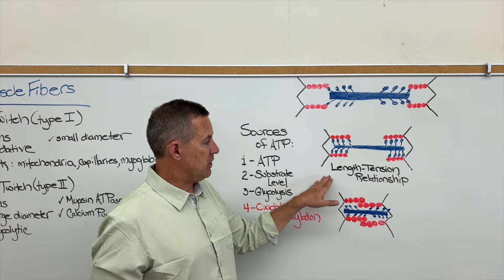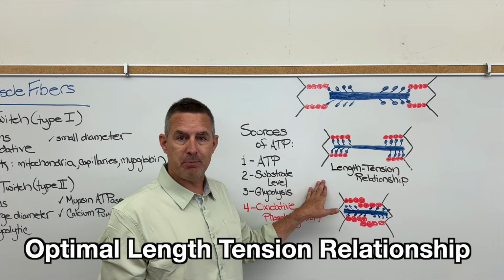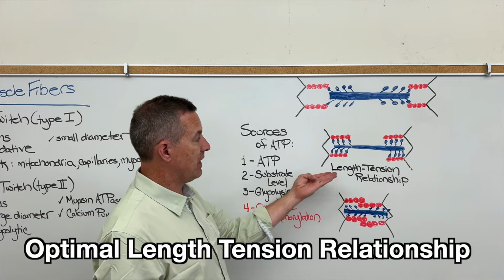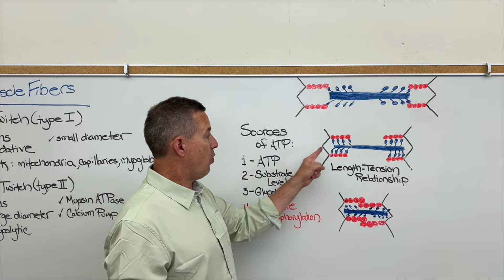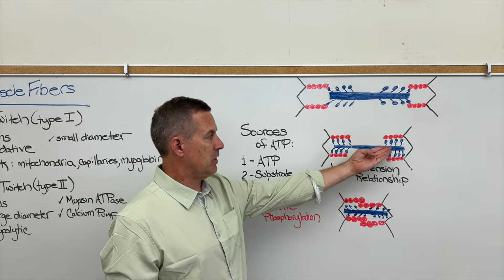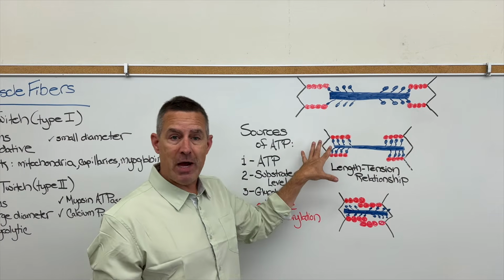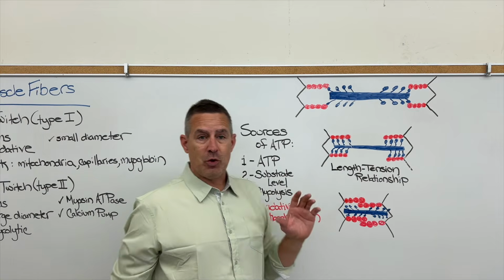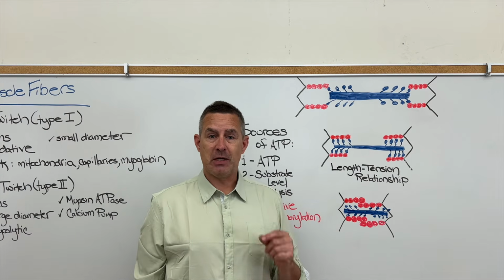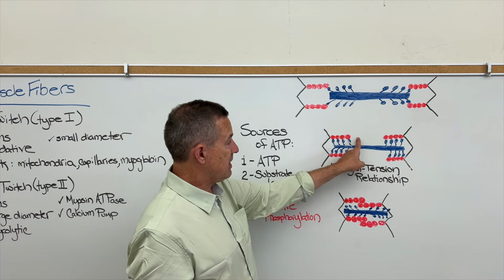Here in the middle is reflecting what's known as the optimal length tension relationship. That is to say, we have the optimal length tension relationship when all the available cross bridges are formed. So we see only 4 myosin heads on each side and on top and bottom, but they're all bound to the thin filament, and that's going to allow a greater force of contraction of the muscle fiber because there are more myosin heads engaged.